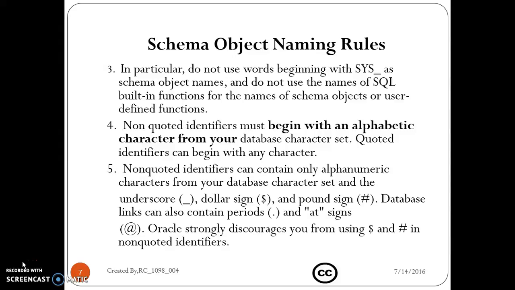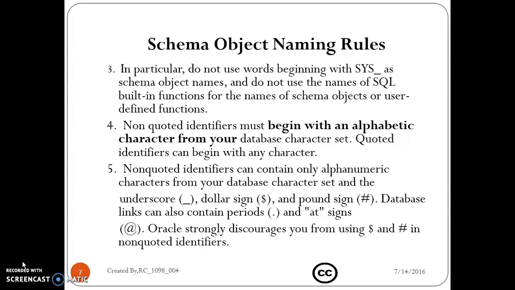In particular, do not use words beginning with SYS_ as schema object names, and do not use the names of SQL built-in functions for the names of schema objects or user-defined functions. Non-quoted identifiers must begin with an alphabetic character from your database character set. Quoted identifiers can begin with any character. Non-quoted identifiers can contain only alphanumeric characters from your database character set and the underscore, dollar sign, and pound sign. Database links can also contain periods and the @ sign.